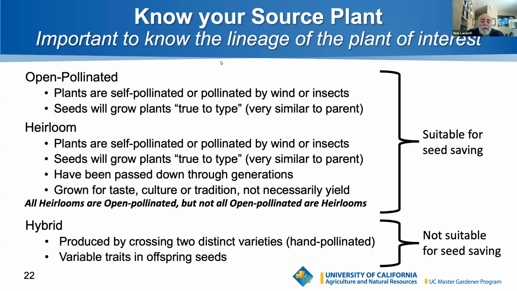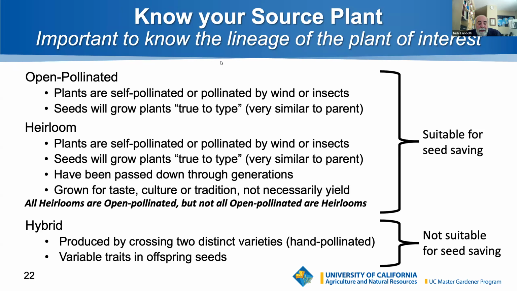They are genetically stable over generations. They differ in that heirlooms have a long history, being passed down through generations and selected for taste, culture, or tradition, and not necessarily yield. Definitions of an heirloom variety differ. Some consider pre-World War II varieties as heirloom, while others specify a history of 50 years. Heirlooms are a subset of open pollinated, so all heirlooms are open pollinated, but not all open pollinated are heirlooms. Both are suitable to save seeds from.